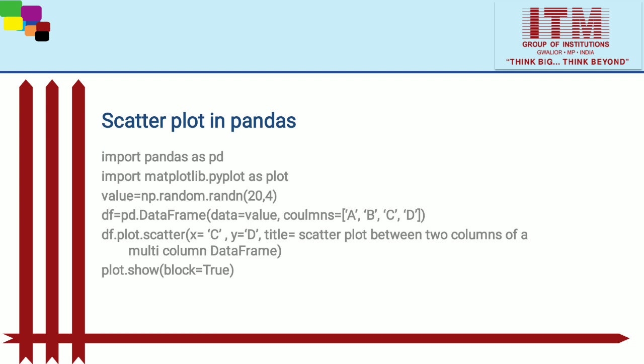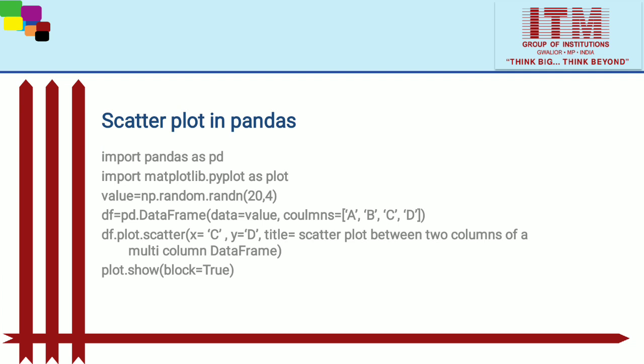As we know that we need to take 4 columns, because I've already mentioned in the above line that 20 comma 4, so we need 4 columns. So that's why I mentioned columns equal to A, B, C, D. Okay, so in this way you can create the data frame. By using this data frame method, you can create the data frame.